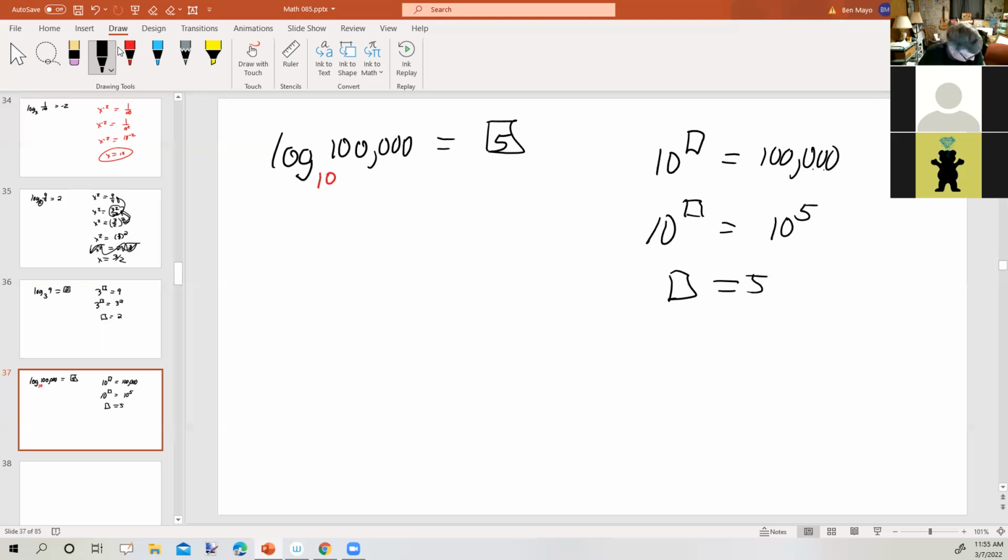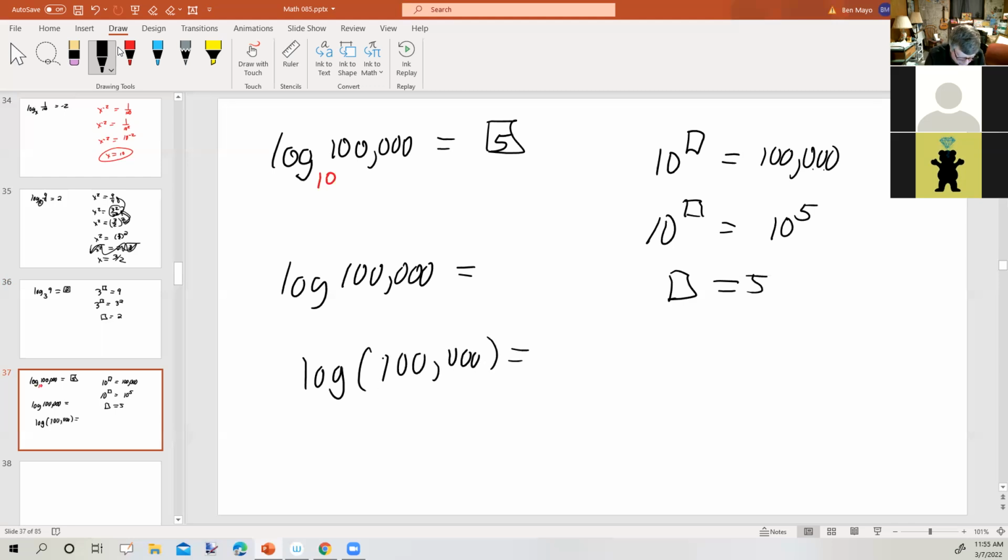While we're at it, let's introduce the idea of the calculator. Now, I already pointed out that there was a button that said log that was log base 10. So let's do this problem on the calculator. So I'm going to push the log button. And when I do, this appears on my calculator. I put in 100,000 and close it up and push equals, and I get 5. Try that if you've got your calculator handy. You should be able to get the 5 as an answer.